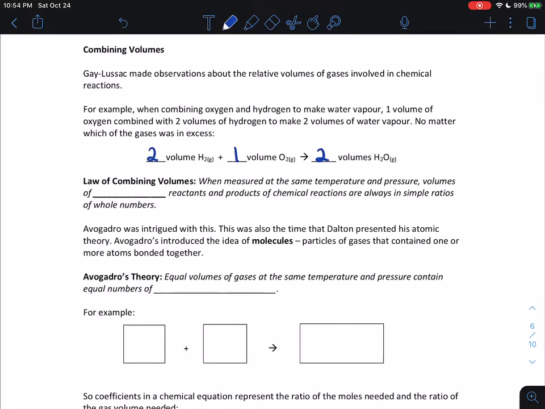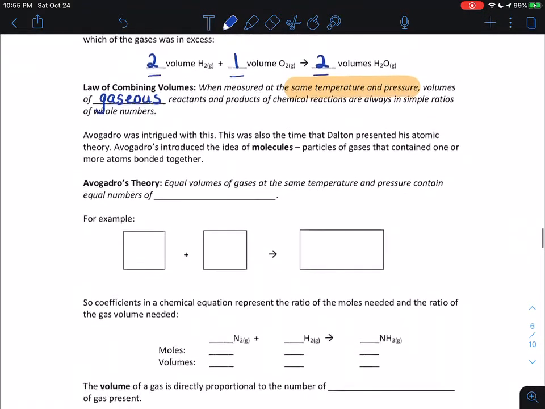So this led to the law of combining volumes, which says, and this is important, when measured at the same temperature and pressure, volumes of gaseous reactants and products of chemical reactions are always in simple ratios of whole numbers. Key word there, it's got to be a gas. So they will always react in certain fixed volumes. And we now know that those volumes relate to the coefficients in a balanced chemical reaction.